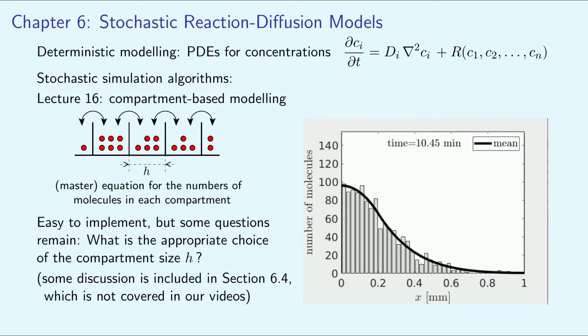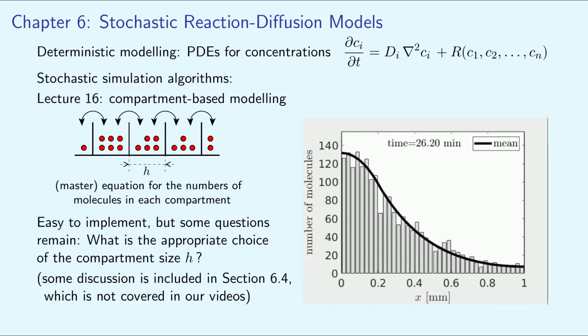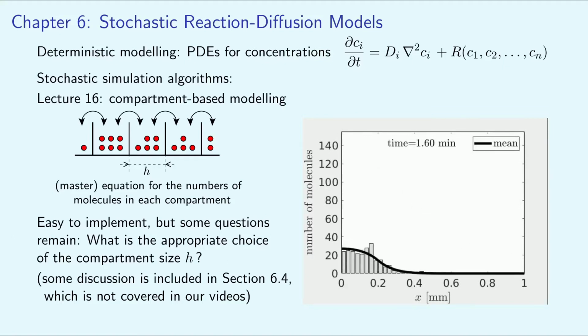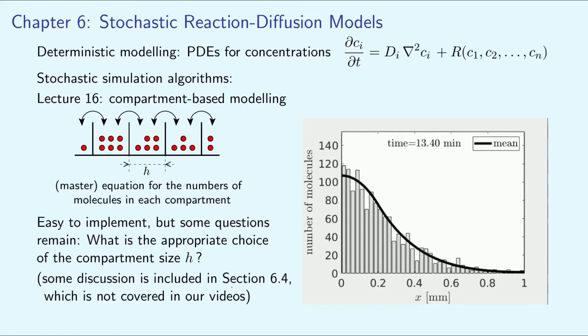In summary, if I decrease the compartment size H, then I increase both the jump rate between the compartments and the rate at which a pair of molecules in the same compartment can react. However, I will also decrease the chance that there are two reactants available in the same compartment. The choice of the compartment size H is discussed in more detail in section 6.4, which is not covered in our videos. Students interested in this topic can read about it in section 6.4.